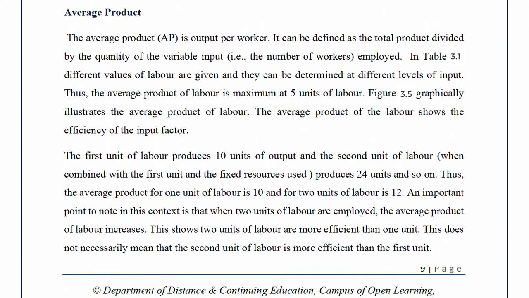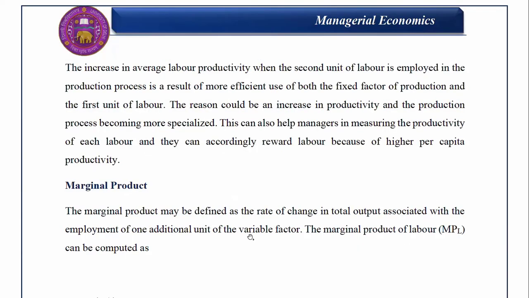This does not necessarily mean that the second unit of labor is more efficient than the first unit. The increase in average labor productivity when the second unit of labor is employed in the production process is a result of more efficient use of both the fixed factor of production and the first unit of labor. The reason could be an increase in productivity and the production process becoming more specialized. This can also help managers in measuring the productivity of each labor, and they can accordingly reward labor because of higher per capita productivity.